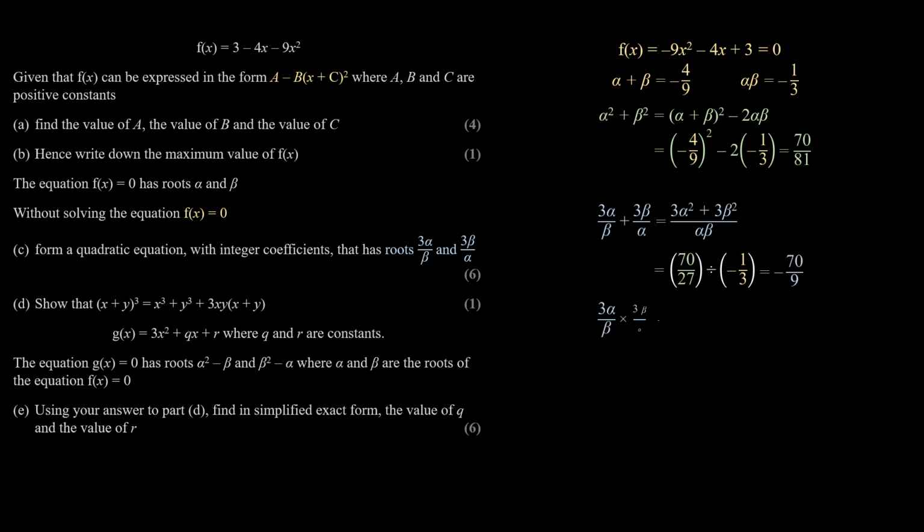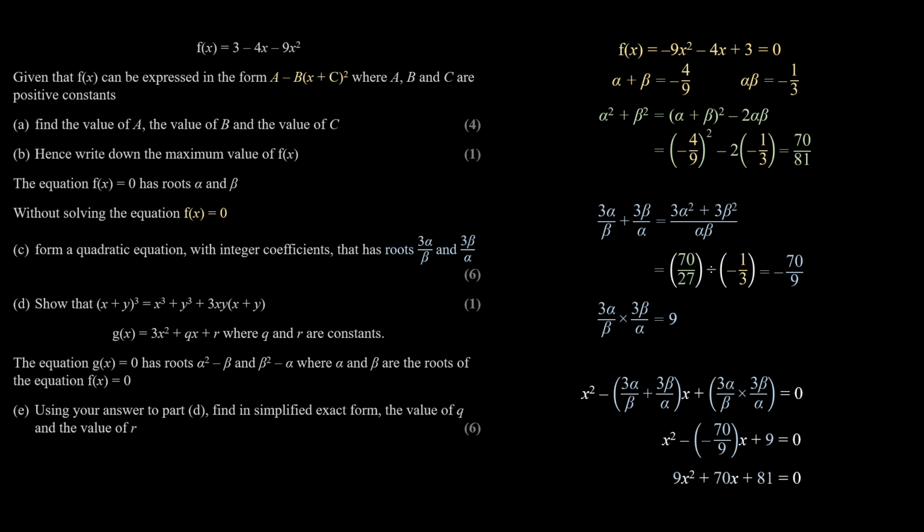Product of roots is 9. Coefficient of x in the quadratic equation is the negative sum of roots, and the constant term is the product of roots. Sum of roots is -70 over 9, and product of roots is 9. Multiplying both sides of the equation by 9, we get 9x squared plus 70x plus 81 equals 0. This is the quadratic equation with integer coefficients.